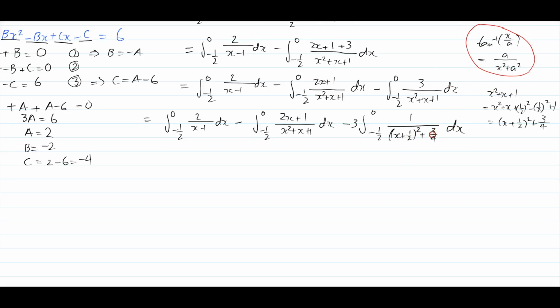And then of course, 3 on 4, a square, that's a constant, so that's fine. So yes, you can manipulate things to make it look like a tan inverse, and this is how you do it.